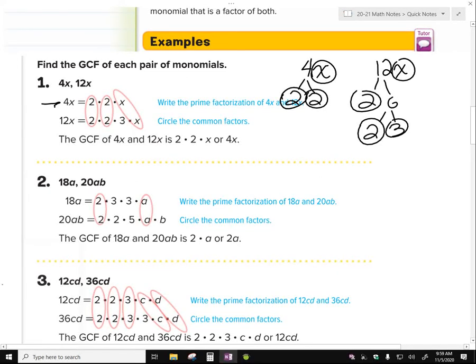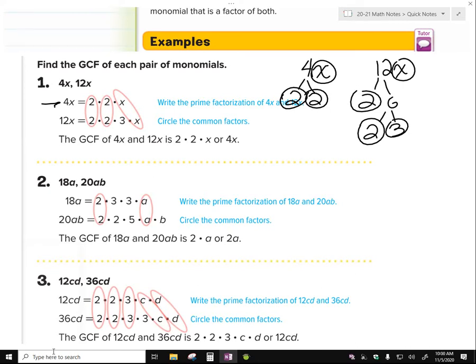12x factored out to be 2 times 3 times x, and that's represented on the right side of the screen, and that's what's circled. And what happens with this one is you're going to circle the common factors. What they mean by common is it's in both of the factorizations of the monomials. So they circled in red.